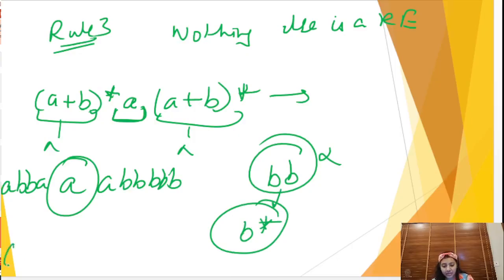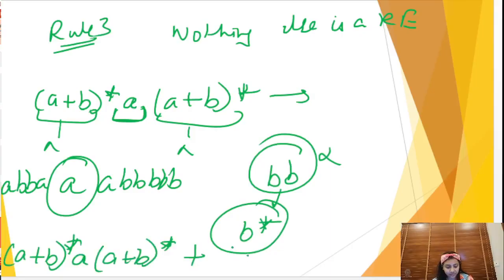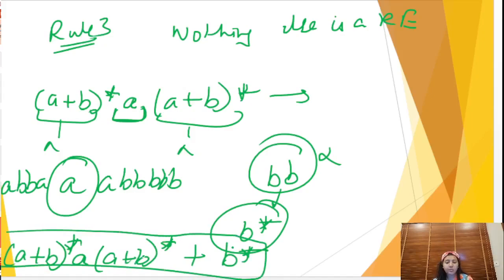So if I club these two both, let's say (A+B)*A(A+B)* plus B star. So what does this represent now? That any possible string of A and B can be formed from this, right? The only thing that was missing in this was strings of B's that we have added by accommodating this B star. So now we can say that any possible string of A's and B's can be formed from this regular expression. So from this, let's take one more question to come to one conclusion.